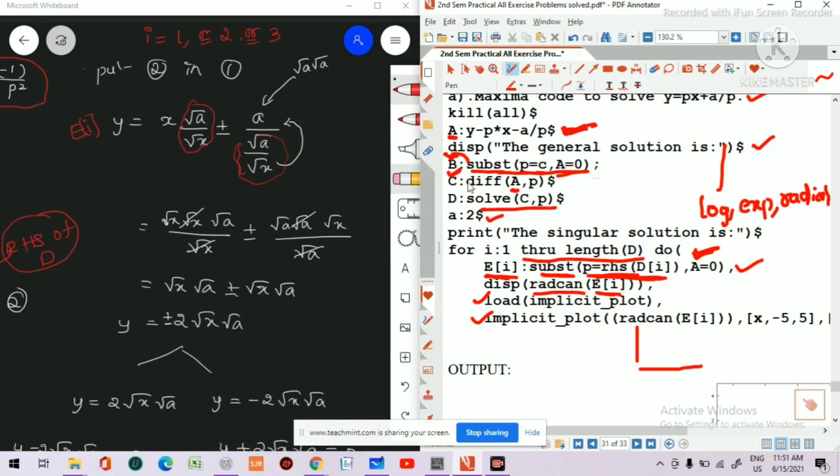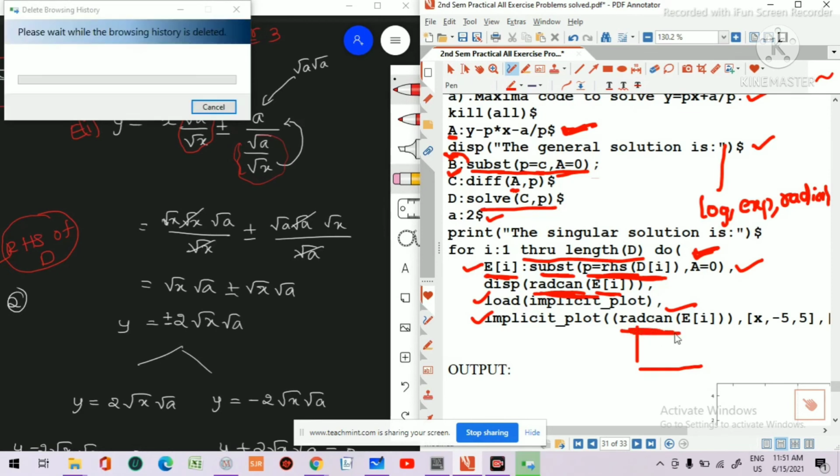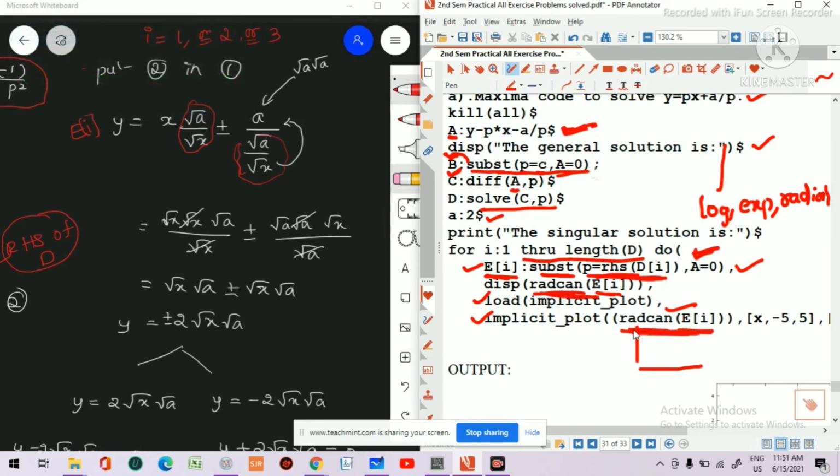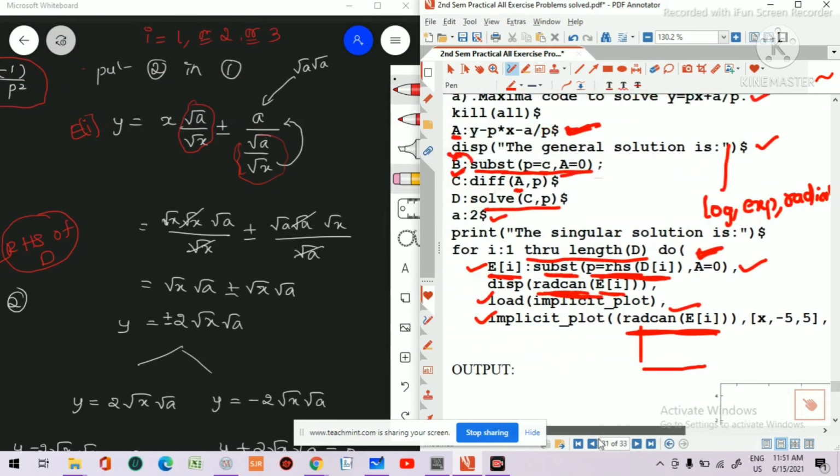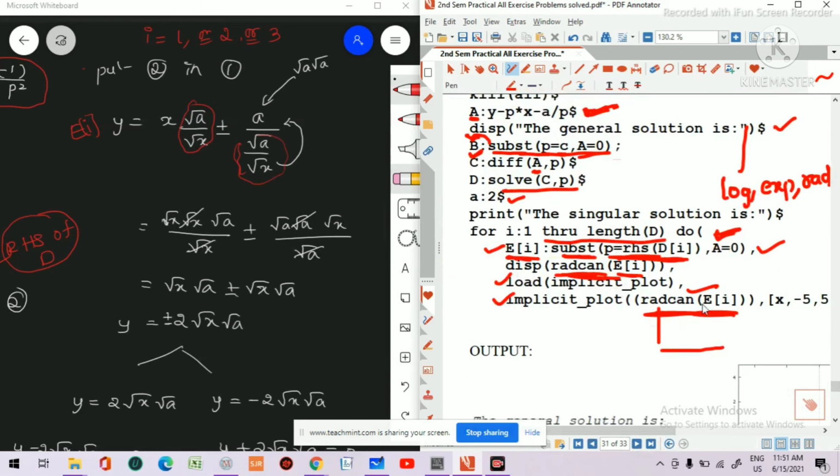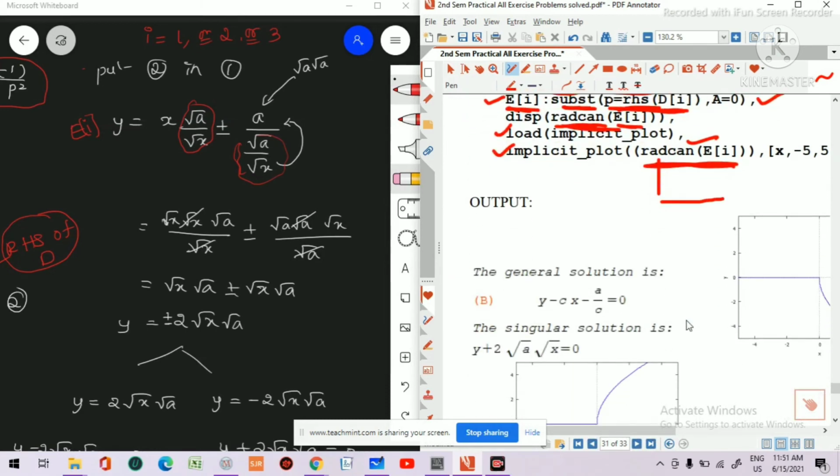Yes, sir. Then we will plot the graph. Whatever you have solved for e of I, that radcan result is what you have to plot. Be careful here. After solving, radcan of e of I, and then x range and y range as usual. Then we will get the output. Is it clear?